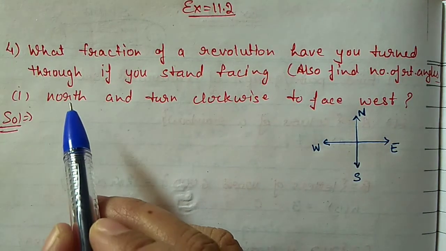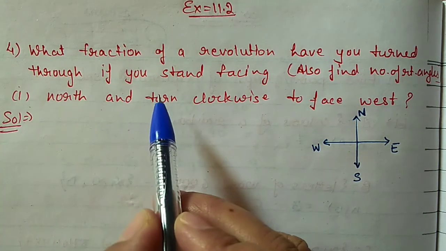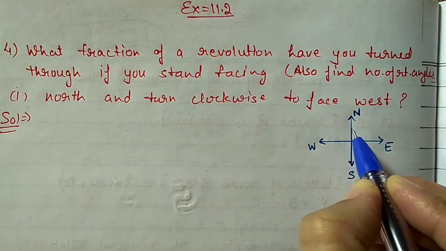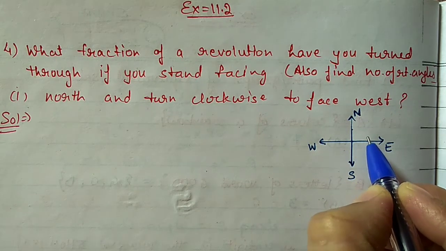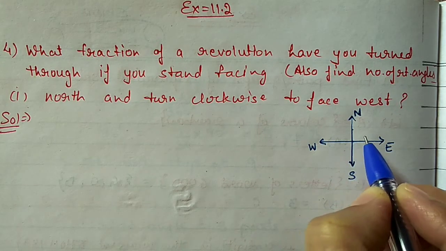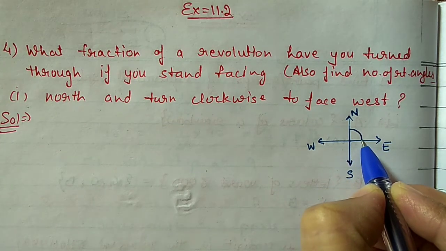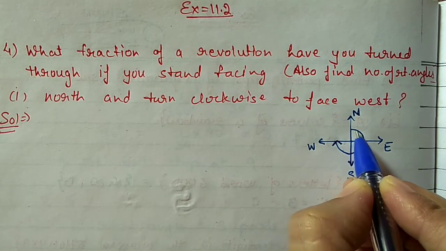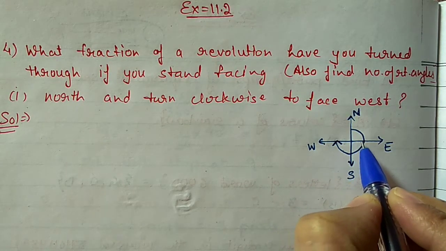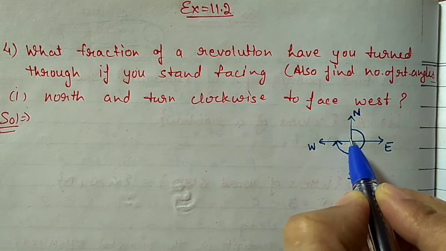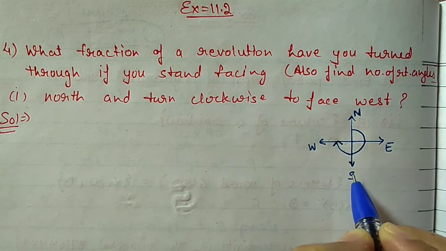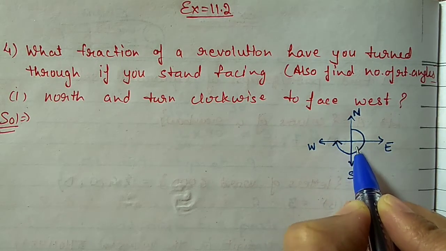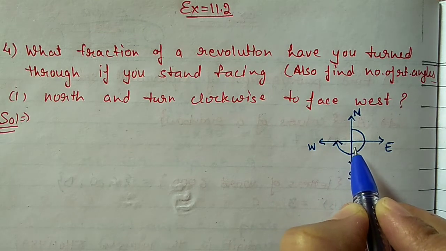Now you can see first we are facing north and then we have to turn clockwise to west. North means we are facing like this, and clockwise means the direction in which the needle of a clock moves. So first here to here, then here to here and then here to here. Finally we will reach here. And remember the angle between these directions: north to east is 90 degrees, east to south also 90 degrees, and south to west also 90 degrees. The angle between these lines is always 90 degrees.